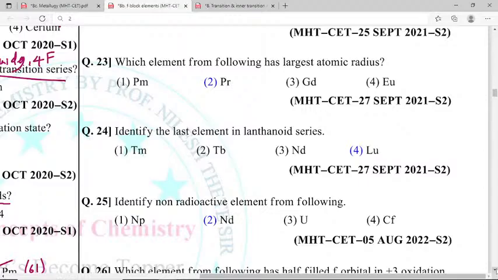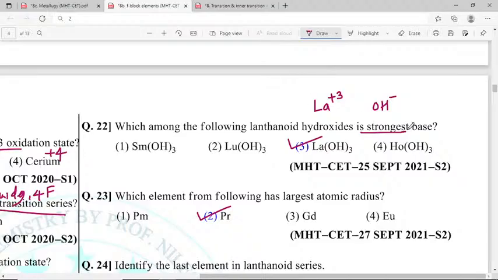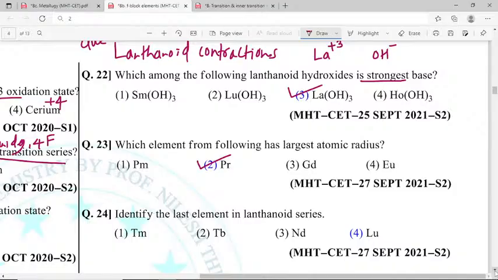Which element from the following has the largest atomic radius? Pr stands for praseodymium. And this is the strongest base. Lanthanoid contraction is the answer. Due to lanthanoid contraction, having bigger size, so this is the strongest base.